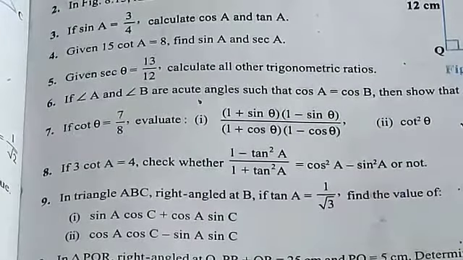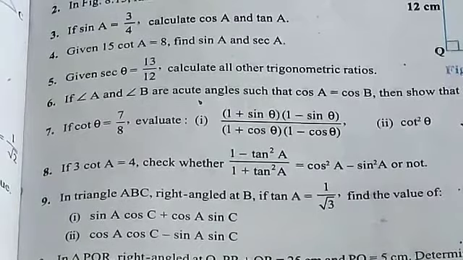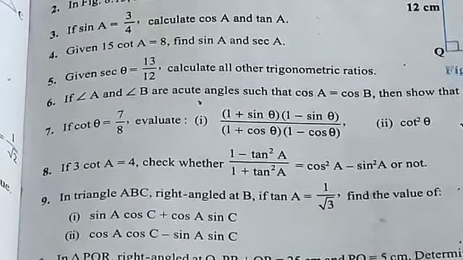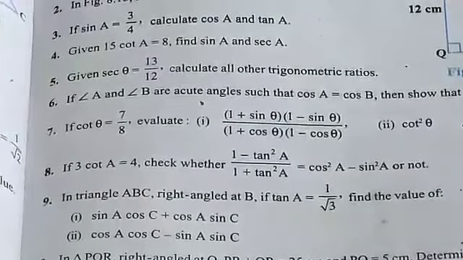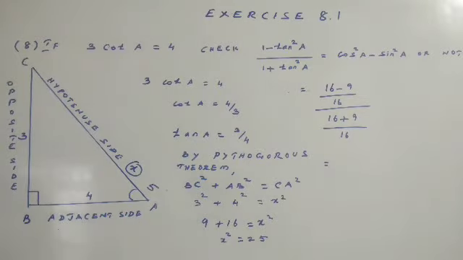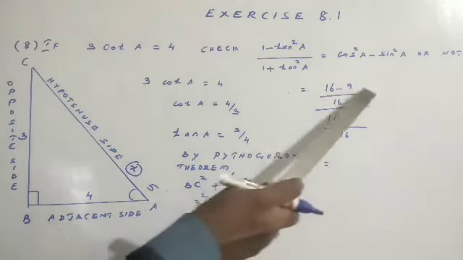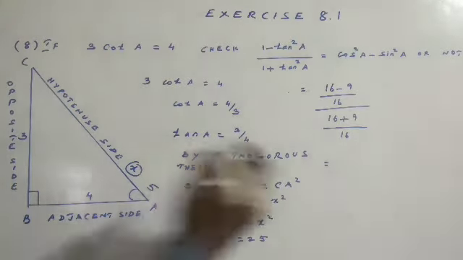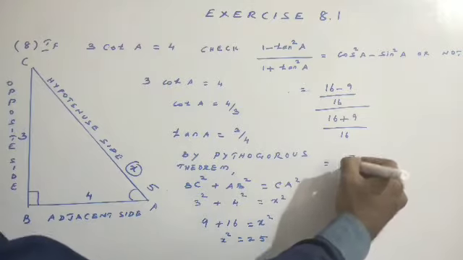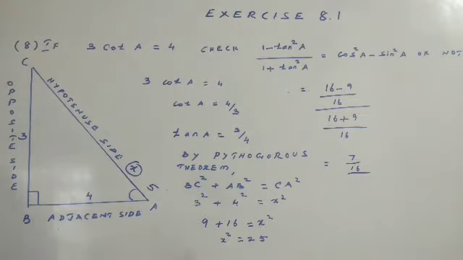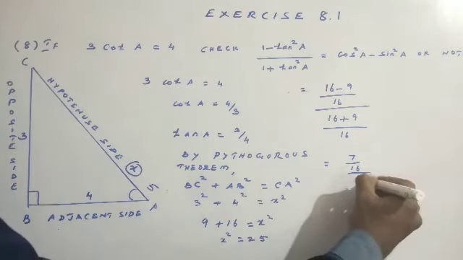Now the question number 8. If 3 cot A equal to 4, check whether 1 minus tan square A by 1 plus tan square A equal to cos square A minus sin square A or not. So from the previous step, just cross multiplying, we get 16 minus 9 by 16 divided by 16 plus 9 by 16. 16 minus 9 gives 7 by 16. 16 plus 9 gives 25 by 16.